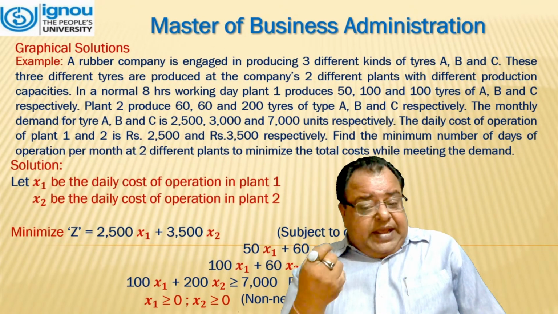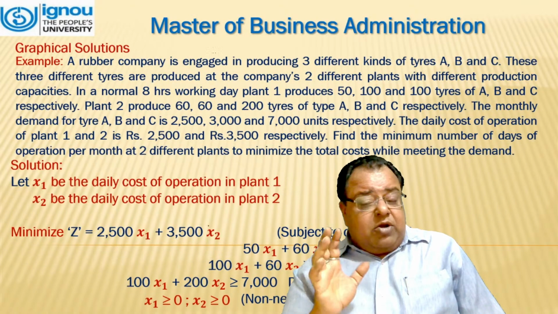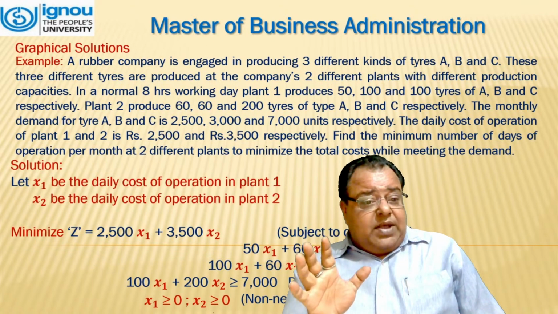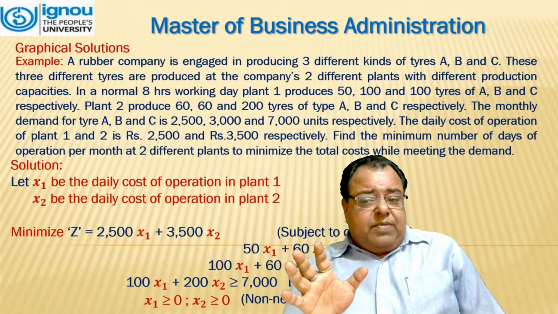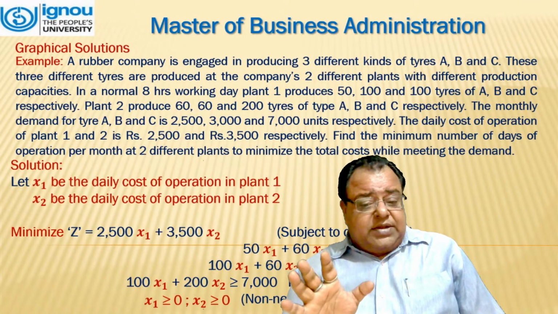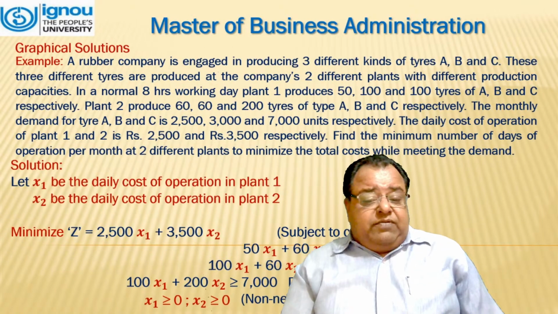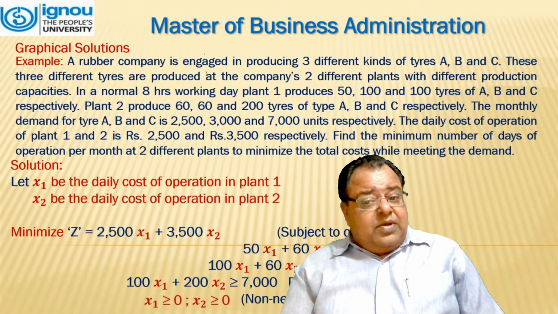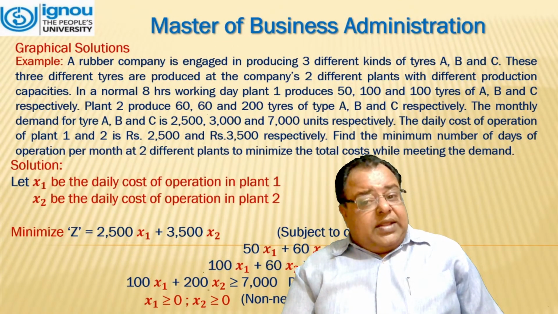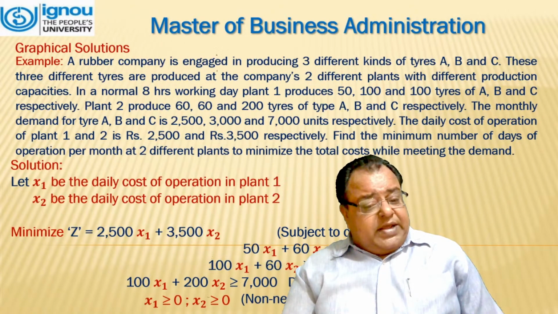50x1 plus 60x2. Secondly, I'm not talking about the capacity of the plant, what was the monthly demand of the tires. I'm just talking about the left side of the equation. It is 50x1 plus 60x2. Second one will be 100x1 plus 60x2. And the third one will be 100x1 plus 200x2.